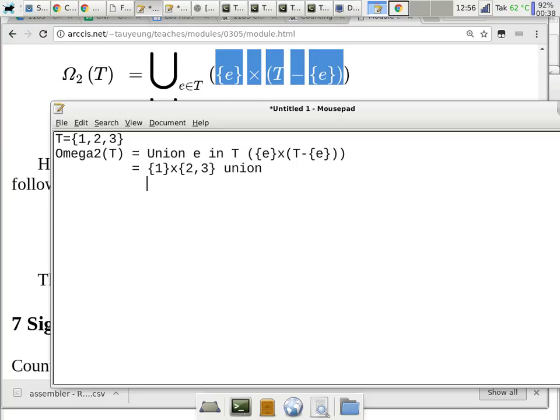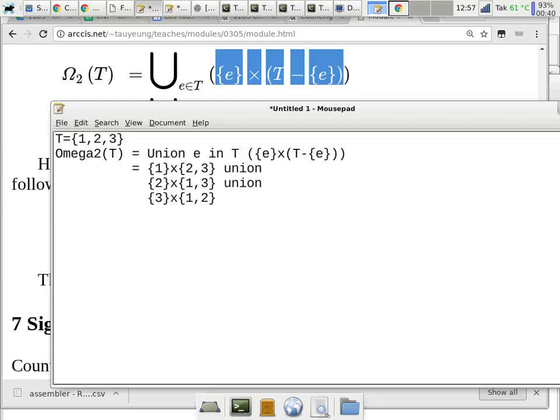What if E is 2? Well, then we have 2 as the outcome of the first experiment, but then we have 1, 3 as the possible outcomes of the second experiment. And then we have another union with, what if E is 3? Well, then we have 3 as the outcome of the first experiment, and then we have 1, 2 remaining as the possible outcomes of the second experiment.